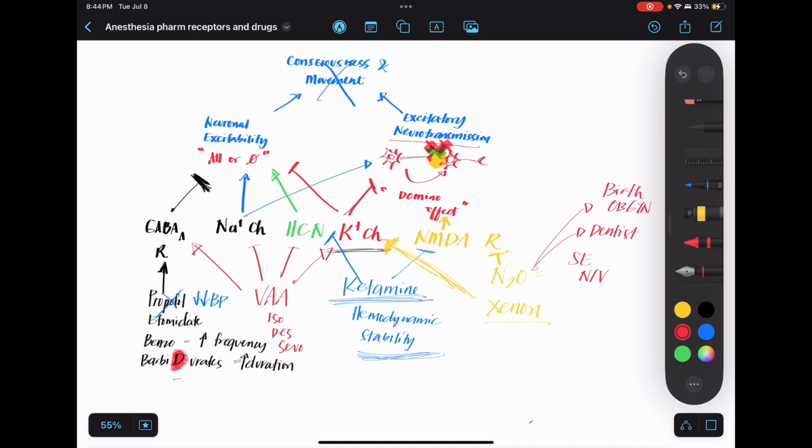I hope this helps you guys understand how anesthetics work, which channels and receptors they work on in our body.